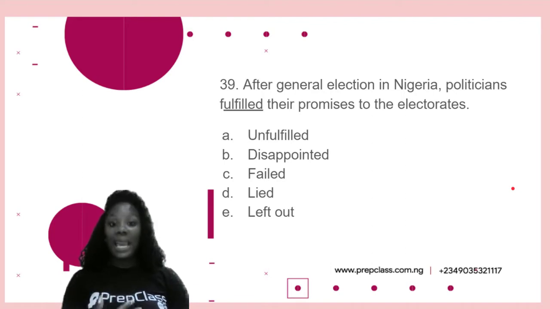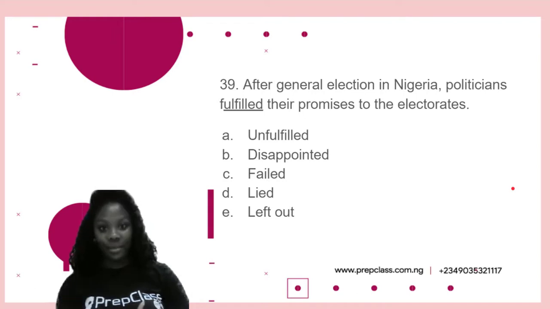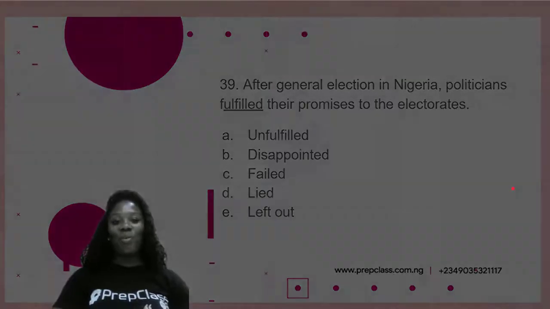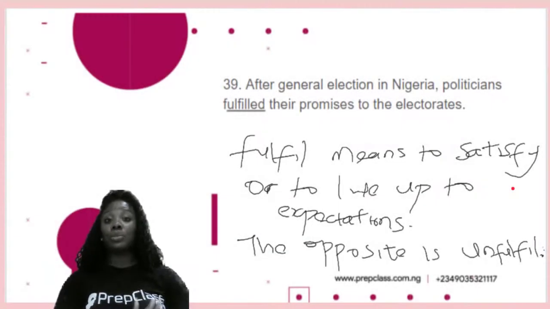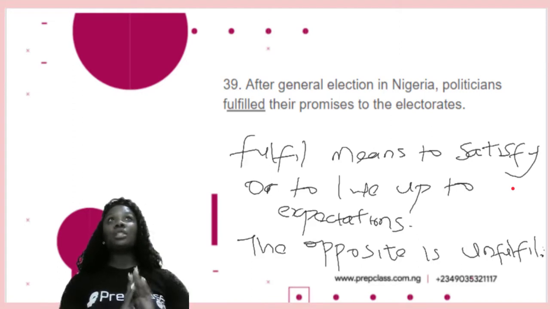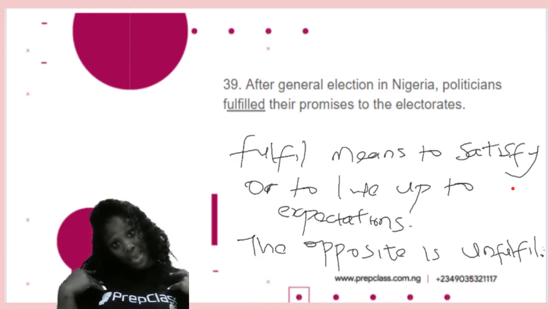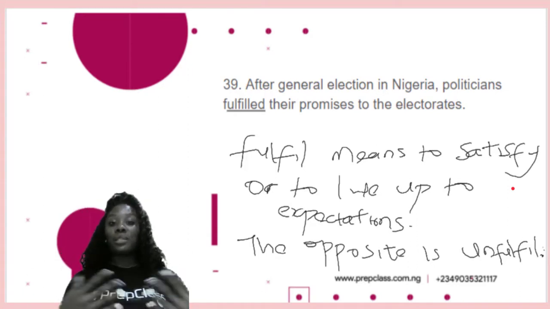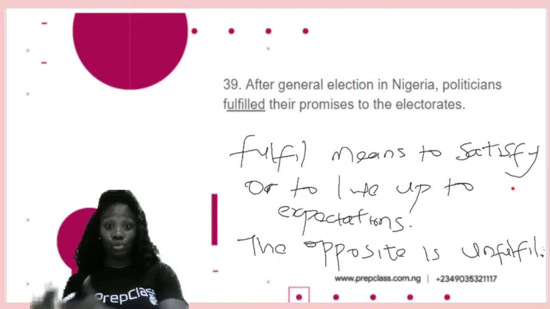We are to supply the opposite of the word fulfilled. I got it right this time. So let's see, what would it be? What does it mean to fulfill? To fulfill means to satisfy or to live up to expectations. So when you fulfill your heart's desires, you satisfy them. When you desire to become a scientist, a doctor, a lawyer, a teacher like me, whatever it is you want to do, to fulfill your dreams means to satisfy, to live up to your dreams.